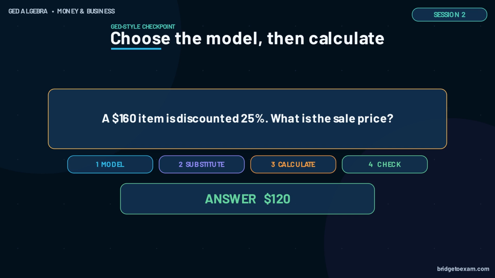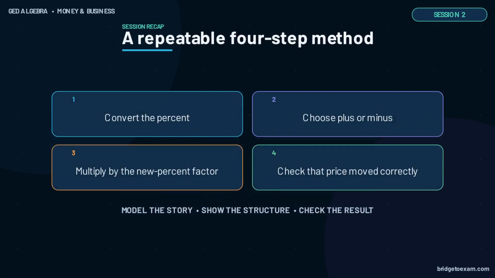Use the repeatable method. 1. Convert the percent. 2. Choose plus or minus. 3. Multiply by the new percent factor. 4. Check that price moved correctly. That completes Session 2, Markup, Discounts, and Sale Prices. Keep the structure visible, and real-world money algebra becomes a sequence of small, dependable steps.